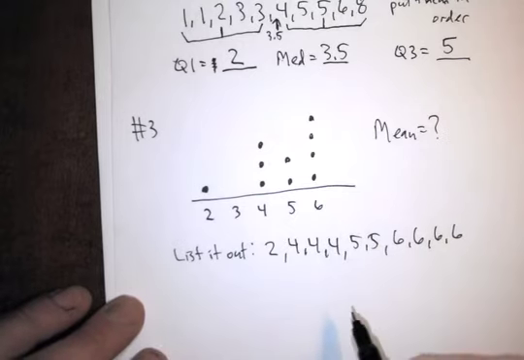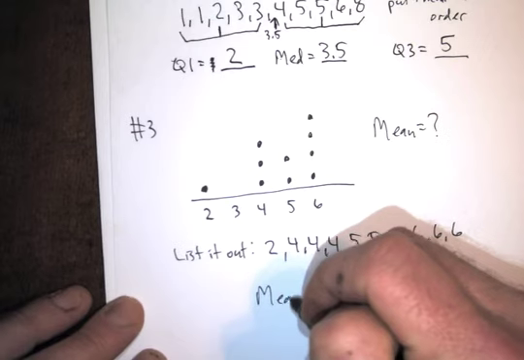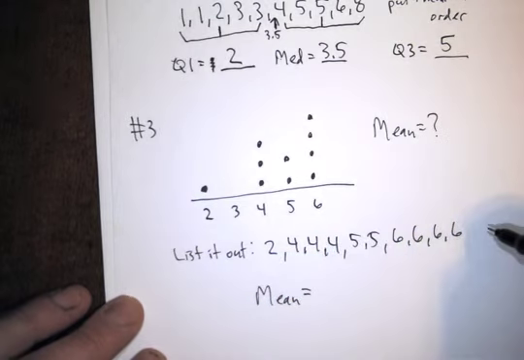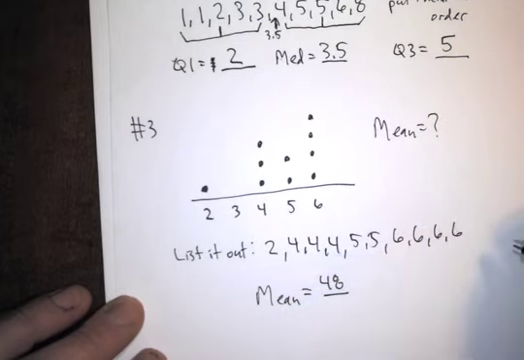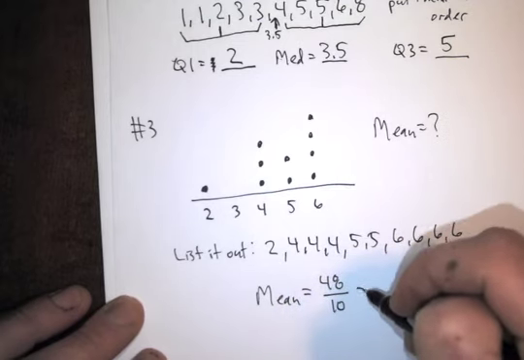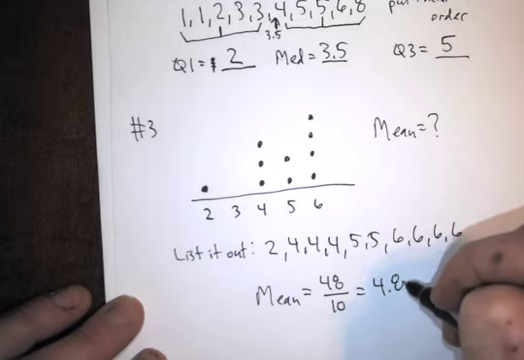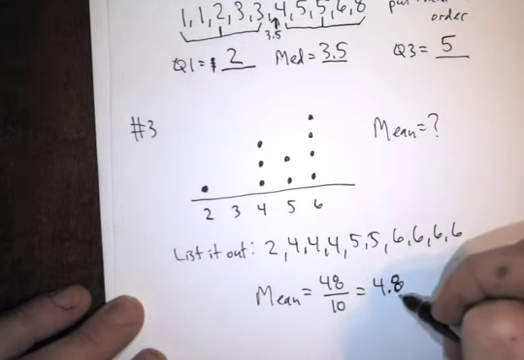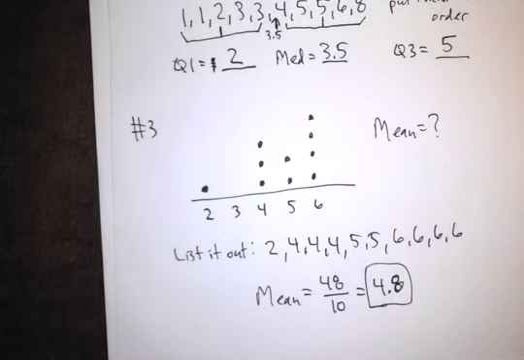Okay, so if I add those all up, you wind up getting 48. Number of data points is 10, so 48 over 10 is 4.8, or 4 4/5 if you did a fraction. All right. You could also obviously do your median and your quartiles from that. Okay, that's all you need to know for the first assignment.